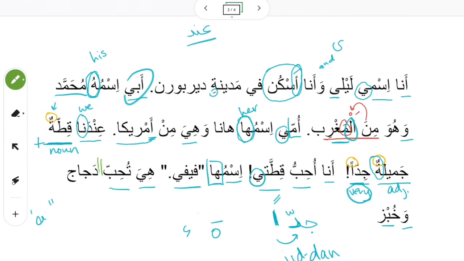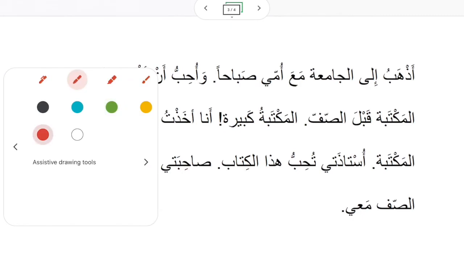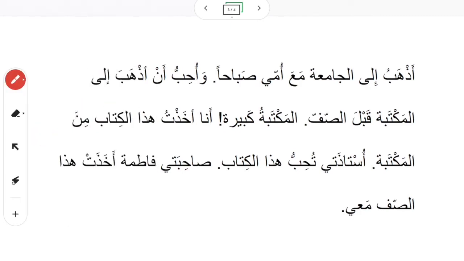هي تحب دجاج وخبز. Okay. Now if this here had an alif lam, we would have pronounced it with the shadda on the dal because dal is a sun letter. So we would have said هي تحب الدجاج. And if there was an alif lam here, we would say والخبز because the kha is a moon letter. So we pronounce the lam. هي تحب الدجاج والخبز. Okay.